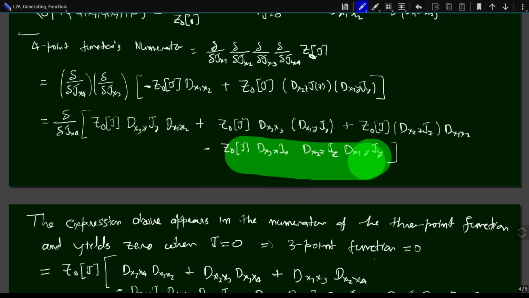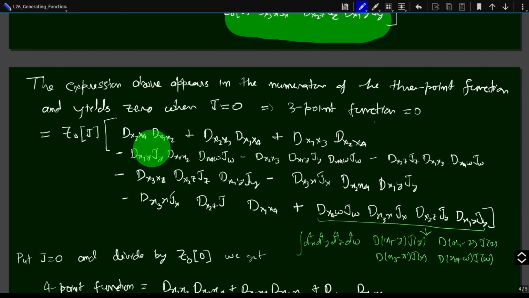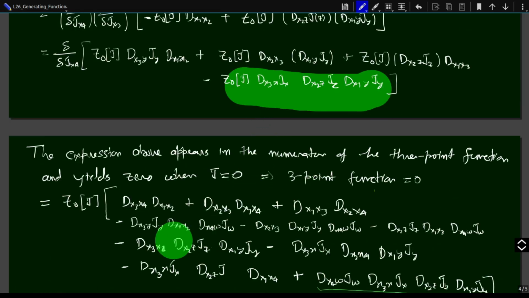Why? Because it already has 3 j's. If I take one derivative, one of them will be down, 2 of them hanging around. When I put j equal to 0, this is gone. So it is sufficient to compute the things from the first 3 terms, which is the first 2 lines. The last computation I don't have to do if I'm doing the 4-point Green's function.